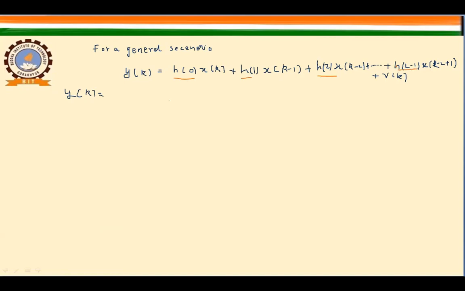So these are nothing but the L channel taps. They are known as h of 0, h of 1, h of 2, and h of L minus 1. This is called the L channel tap.